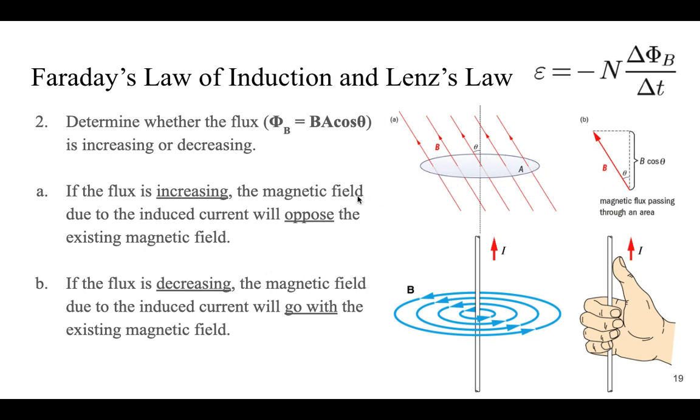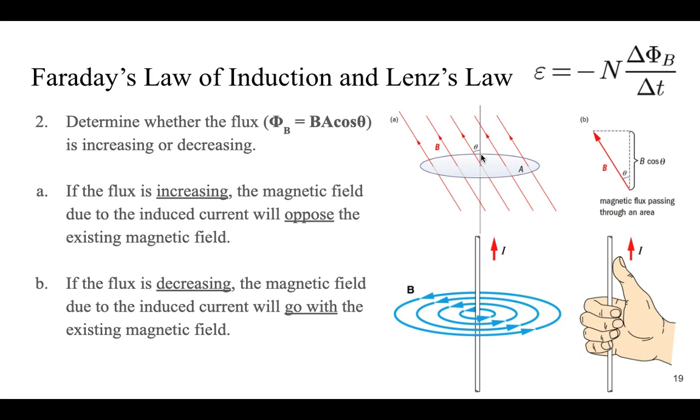On the flip, if the flux is decreasing, the magnetic field due to the induced current will go with the existing magnetic field. So if this field starts getting weaker, so we're losing flux, the induced current is going to create more flux, is how you can think of it. So if this existing field gets weaker, we need the magnetic field created by the current that is induced to give us more flux.